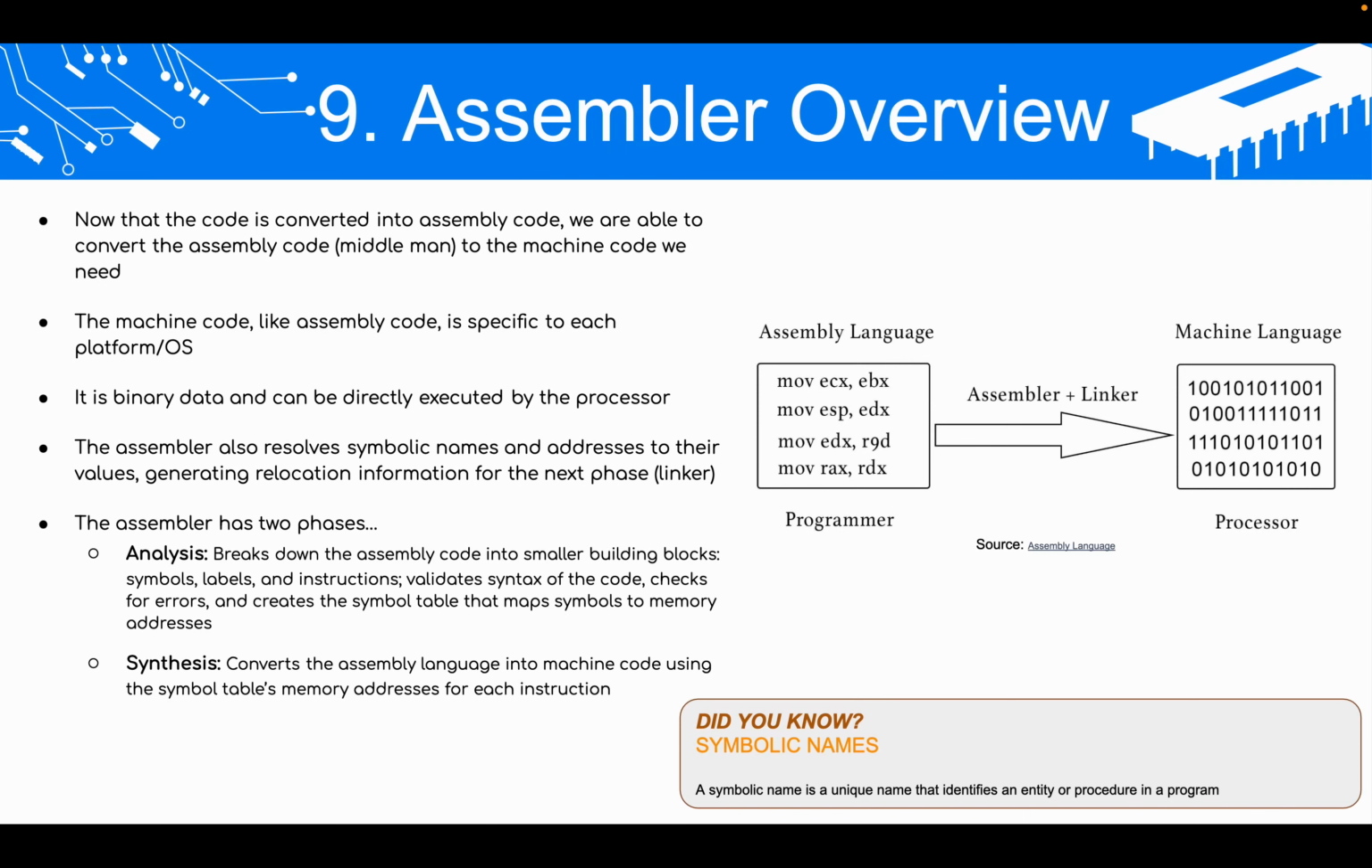And the assembler has two phases. The first one being the analysis, where it breaks down the assembly code into smaller building blocks such as symbols, labels, and instructions. It then validates the syntax of the code, checks for errors, and creates a symbol tree that maps the symbols to memory addresses. And then the next step is the synthesis phase, where the assembler will convert the assembly language into machine code using the symbol tree's memory addresses for each instruction.